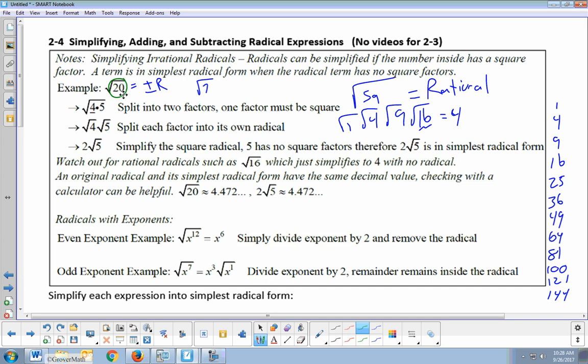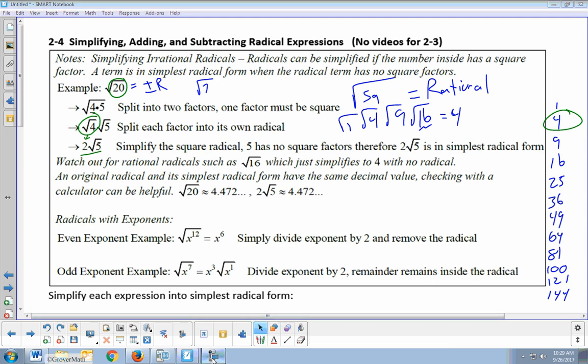So 20, for example, can be divided by 4. And so you want to think of the square root of 20 as the square root of 4 times 5. And then we can split it up into 2 radicals. Instead of rad 4 times 5, rad 4 and rad 5. The one that has the square, which is 4, keep that one on the left, because that's the one that's going to reduce down to no longer be in the radical. The square root of 4 is 2. Rad 5 is irrational, not a square, it just stays rad 5. So the final answer is 2 rad 5.